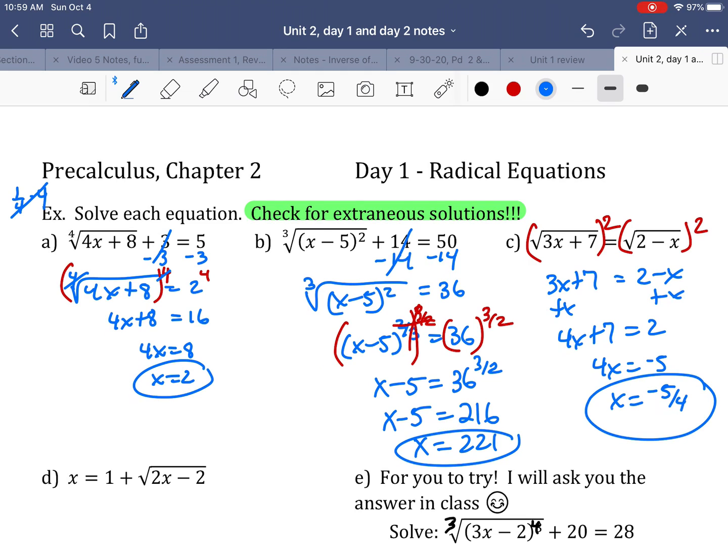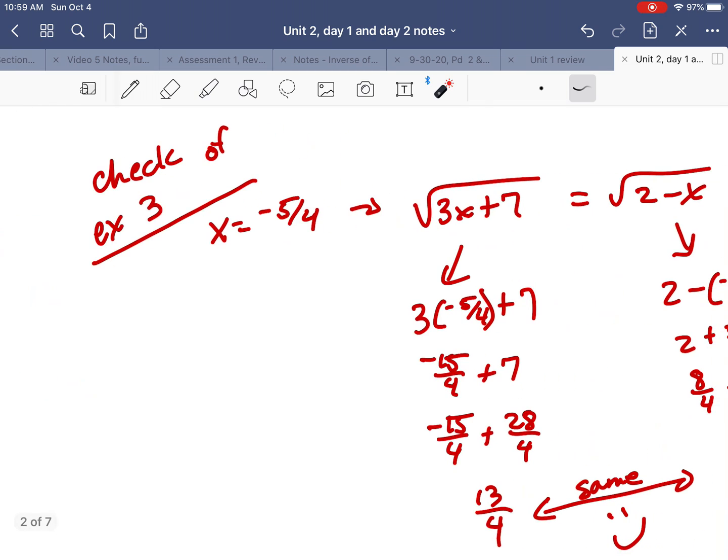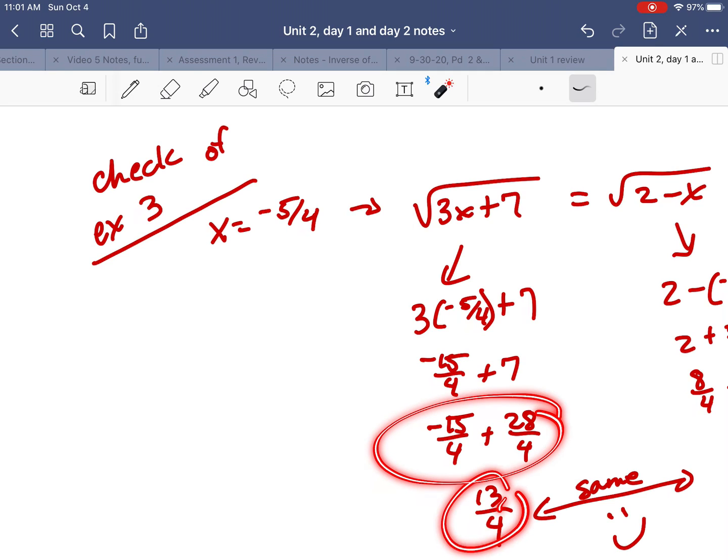All right, so that's kind of an annoying one to check over, so I wrote it to plug that back in. So I wrote it on the next page here, negative 5/4. So I'm trying to see if negative 5/4 works in these two parts of the problem. So I put negative 5/4 in here. I multiply that out, but I notice, oh, I need a common denominator. So let's see, 7 is really 28 over 4, because that's 7. So when I add those up, I get 13 over 4.